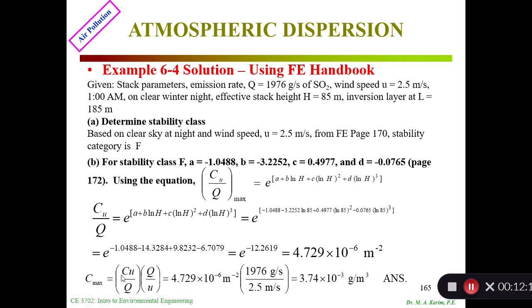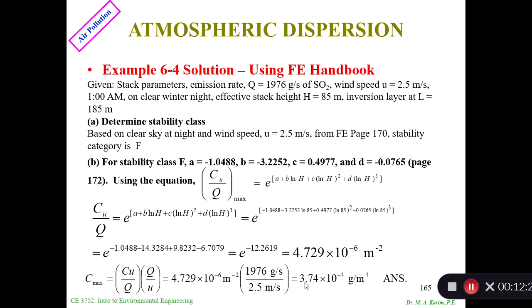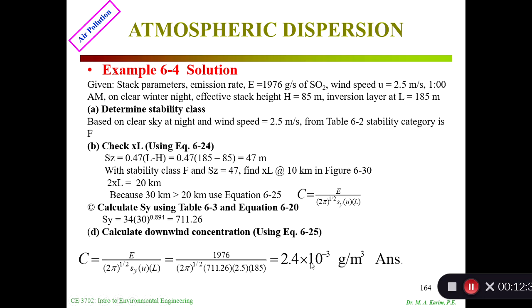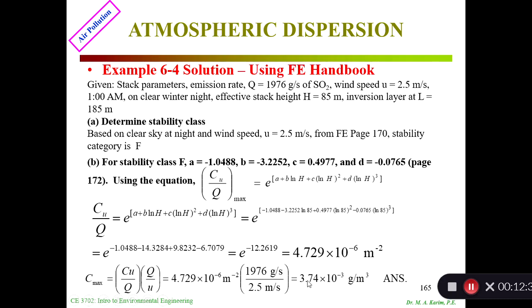Then C max would be equal to CU over Q times Q over U. Q is this, U is this. I get 3.74 times 10 to the minus 3. You see, this one was 2.4 over there, right? That was 2.4 using the book approach. Now I got 3.74 times 10 to the minus 3 gram per meter cube. This is more conservative because we're getting higher values. So that's why using the FE exam handbook approach is better.